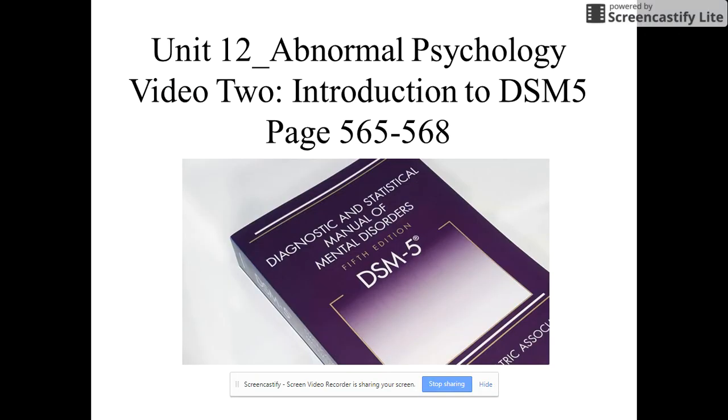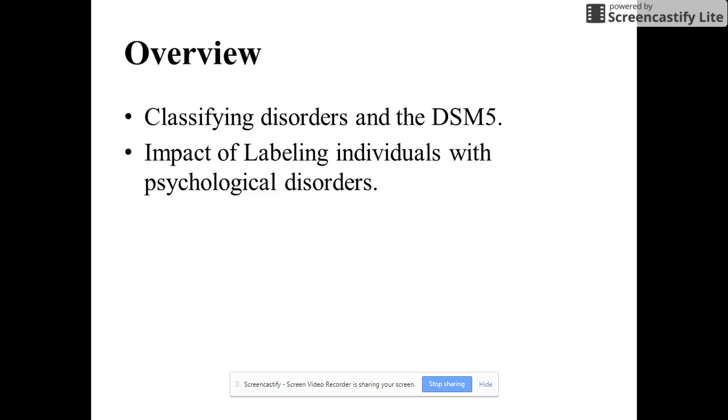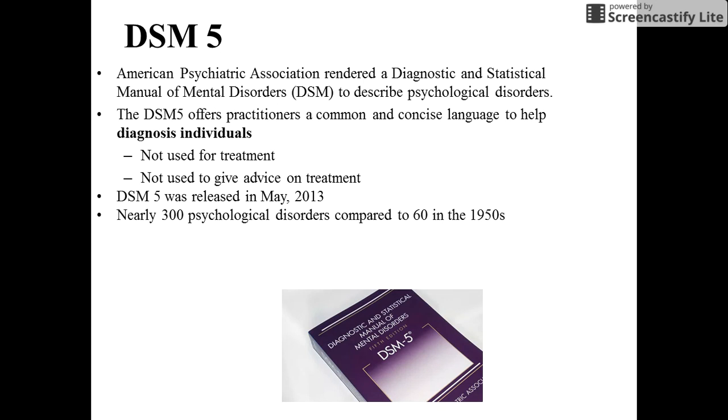Okay, so now we're looking at video 2, which is the introduction to the DSM-5. Now that we know the criteria for looking at when one may have a possible disorder and talking about the history, let's talk about how they classify different disorders. And once they classify, let's talk about the impact of labeling on psychological disorders.